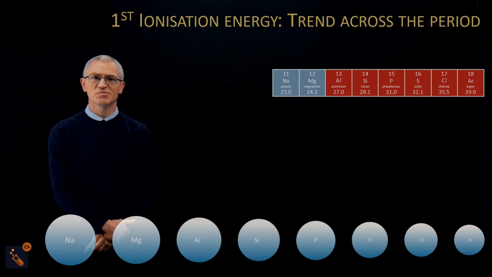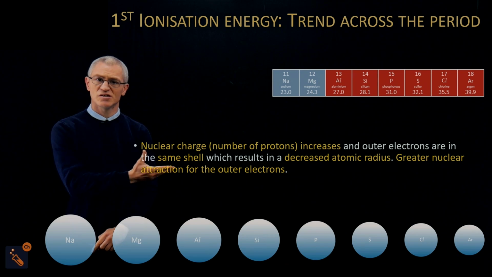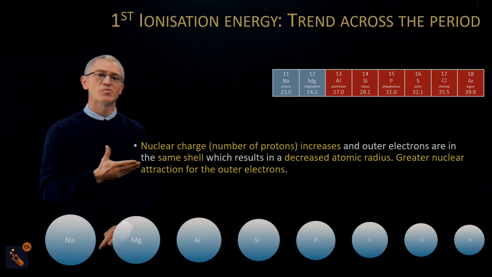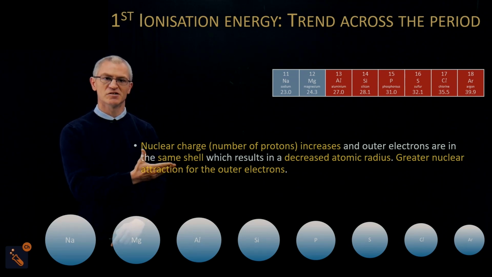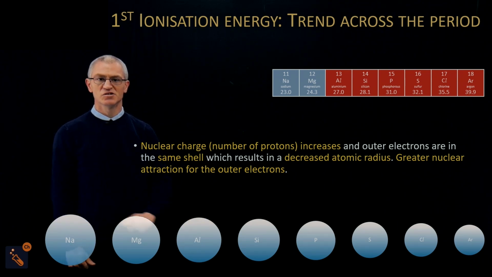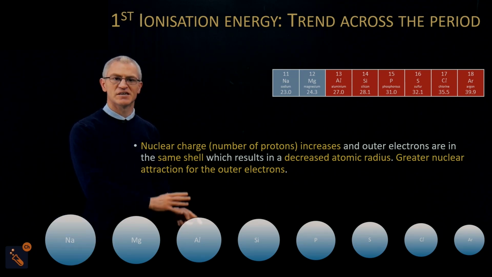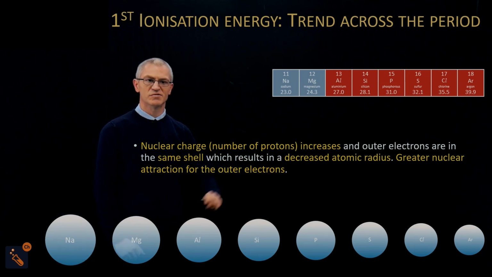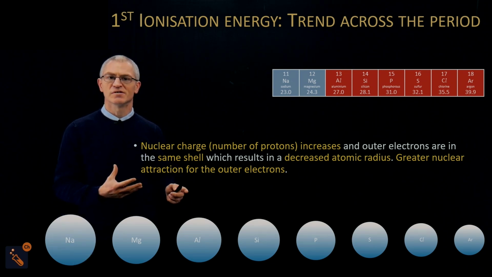As we get smaller, that's because the nuclear charge increases, as in the number of protons increases. Remember, we're going into the same shell. So the electrons are going into the same shell. The reason the radius decreases is because the proton number, the nuclear charge, is increasing, but the electrons are going into the same shell. So we say here decreased atomic radius. That means there is greater nuclear attraction, which is this last bit here, for the outer electrons.